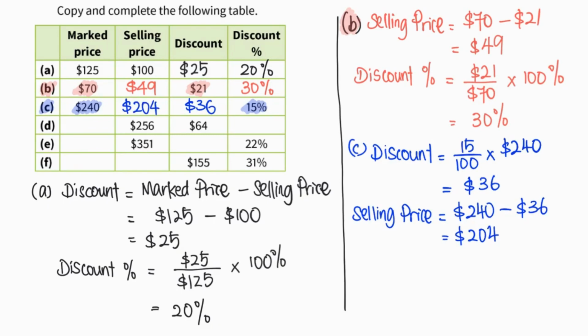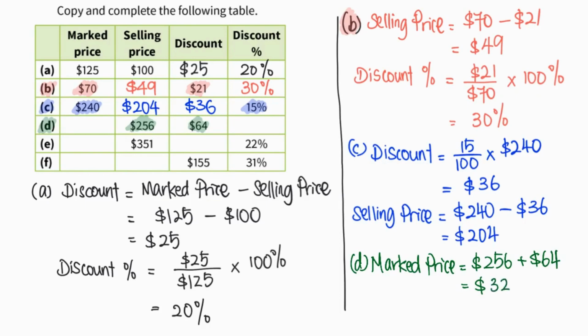Part D. We are given selling price and we are given the discount. So mark price is quite straightforward as well. Selling price, and I know the discount. So what would be the answer? $320. And once I have that, then I will be able to get my discount percentage.